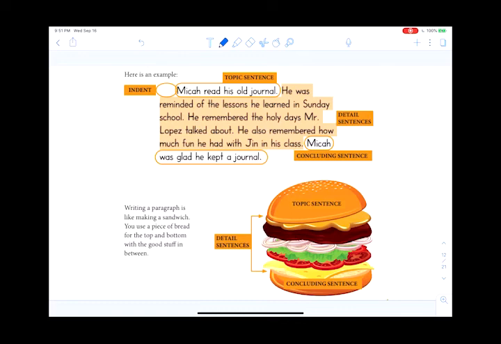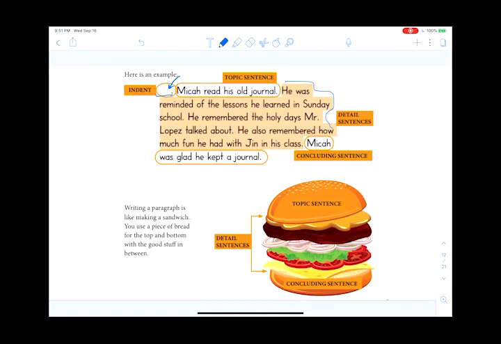As you can see, there is an indent, or a little space, right here, before the paragraph starts. The topic sentence, which gives details about what the paragraph is, says, Micah reads his old journal. The detail sentences are highlighted here: he was reminded of the lessons he learned in Sunday school.